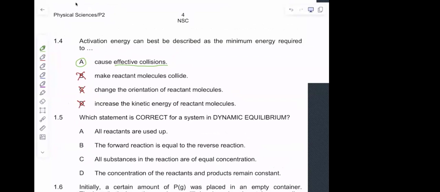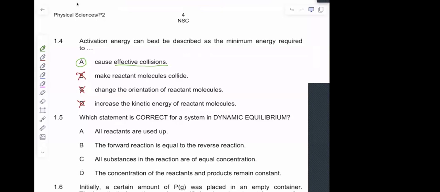All right. So for 1.5, which one is going to be the right one? Which statement is correct for a system in dynamic equilibrium? All reactants are used up. The forward reaction is equal to the reverse reaction. All substances in the reaction are of equal concentration. The concentration of the reactants and products remain constant. Okay. This one is a little bit of a tricky one, and you guys might fight me, but I'll explain why. So the answer for 1.5 is D. Right? Answer for 1.5 is D.